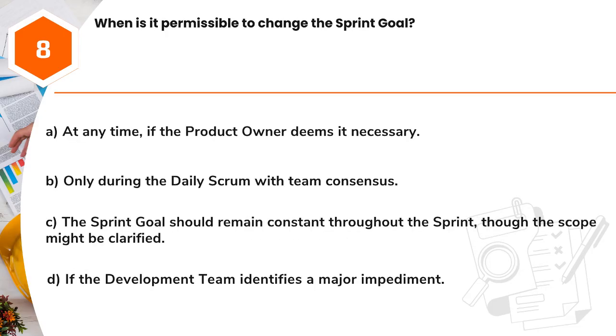Question 8. When is it permissible to change the sprint goal? A. At any time, if the product owner deems it necessary. B. Only during the daily Scrum with team consensus. C. The sprint goal should remain constant throughout the sprint, though the scope might be clarified. D. If the development team identifies a major impediment.